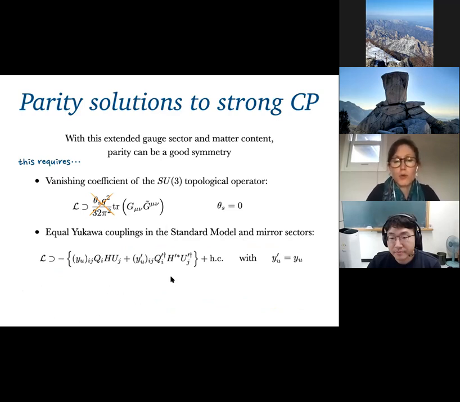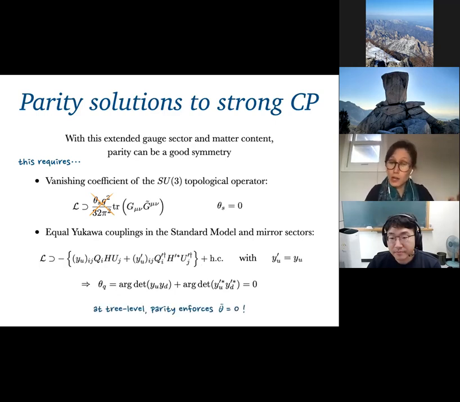So for example, in the up-quark sector, we'll have Yukawa interactions for both the standard model and mirror fields. That the entire Yukawa sector respects parity requires that these two couplings are equal to each other, okay? So because of the extended quark content of these models, when we compute the contribution to theta bar from the quark sector, there is now an extra term that comes from the mirror quarks, and it has this form. Provided parity is a good symmetry, so provided the two Yukawa couplings in the two sectors are equal, this new term exactly cancels the piece coming from the standard model. So in total, at tree level, parity enforces that theta bar completely vanishes in these models.